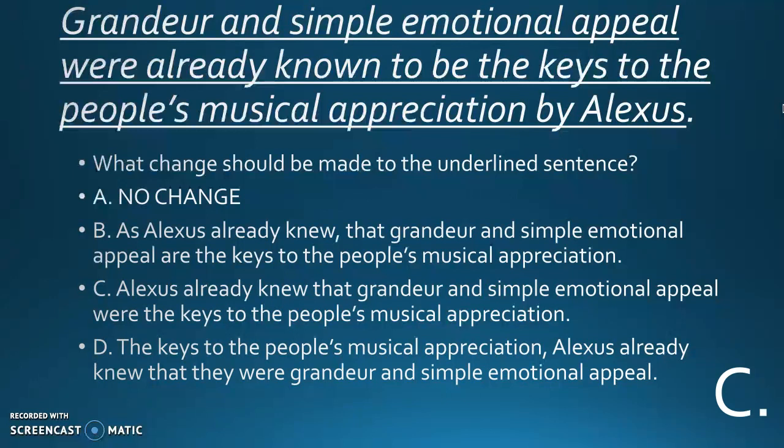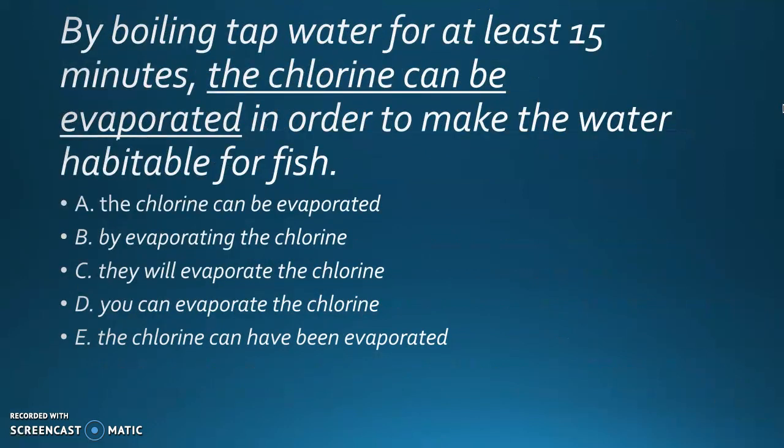If you said C, then you're correct. C is using the active voice, unlike the others. Here's another example. By boiling tap water for at least 15 minutes, the chlorine can be evaporated in order to make the water habitable for fish.